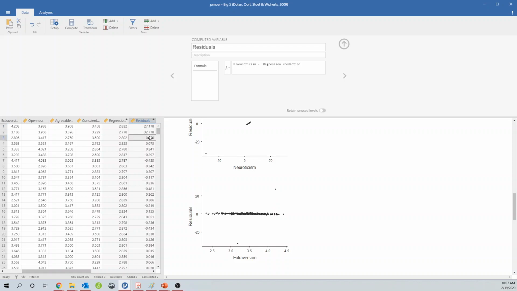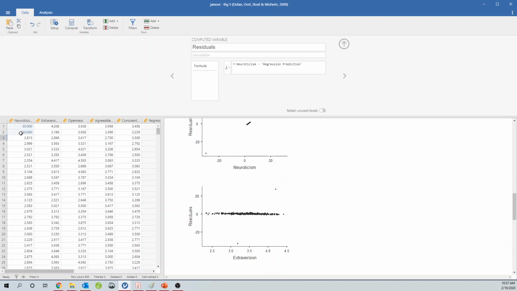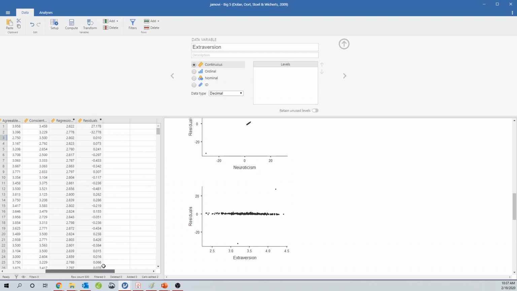We have extroversion of about 4, so our residual is around 27. Remember, these first two are funky, so we know that this is obviously that. But if we look at a more normal data point, extroversion 2.896, they're all going to be around that 0 mark. And they are, for the most part, pretty close to that 0 mark, except for these two bad boys. So now you can do pretty easy things to find the bad residuals. You know that residuals that are more than 20 or less than negative 20 are the ones you're looking for.